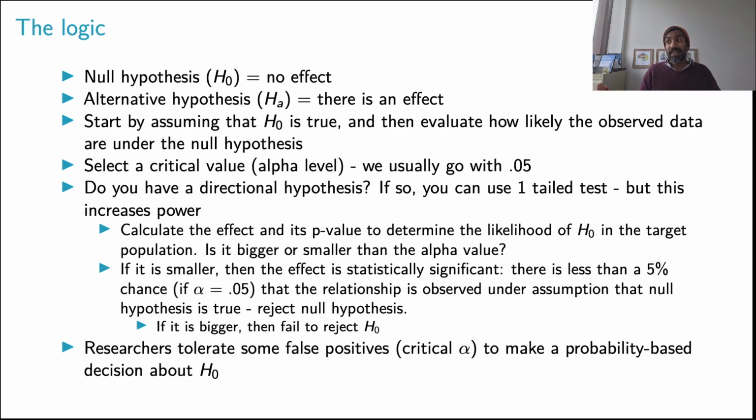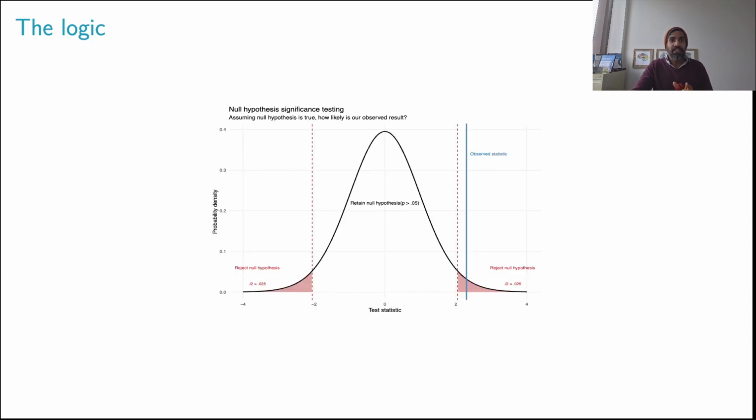So researchers tolerate some false positives, which is our critical alpha, to make a probability-based decision about the null hypothesis. We'll talk more about those false positives in a moment. But that's really, in a nutshell, the logic that's occurring.